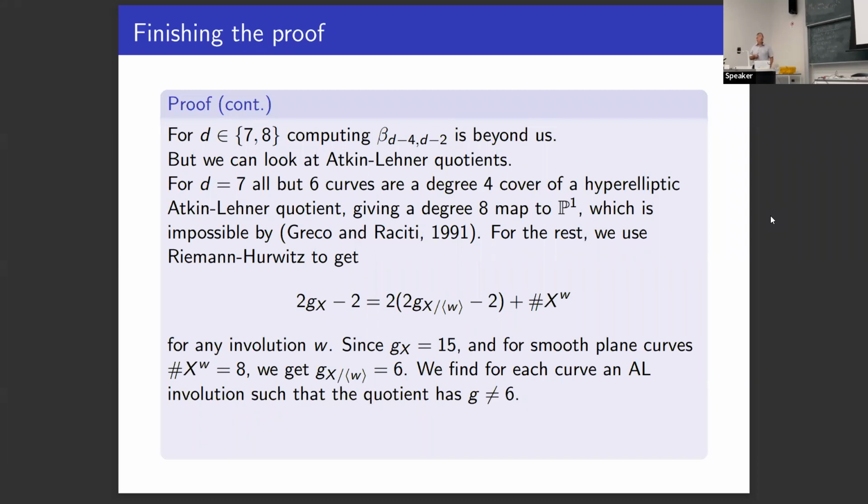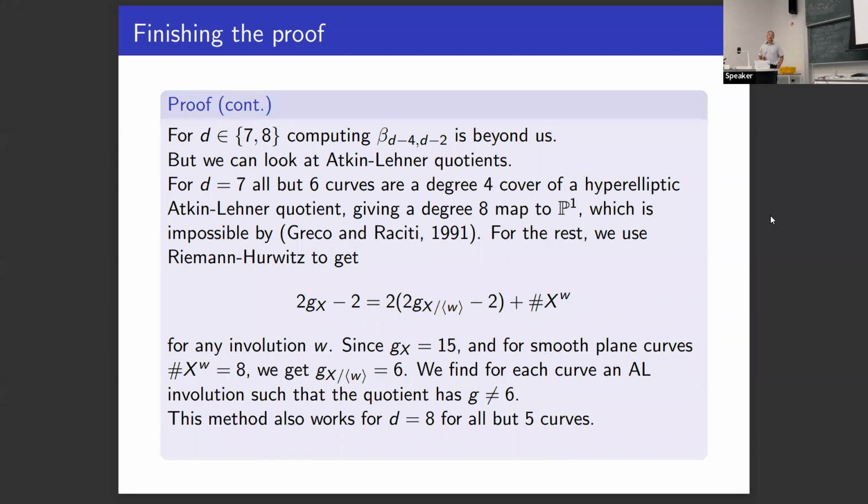For the remaining, we can use Riemann-Hurwitz, which gives us information relating the genus of the 2 curves and the number of fixed points. So from the genus of the curve and from the number of fixed points of an involution, we can compute what should be the genus of the Atkin-Lehner quotient. And so all we have to do is find some Atkin-Lehner involution such that the quotient has a different genus.